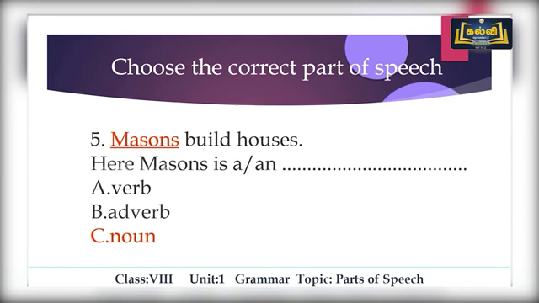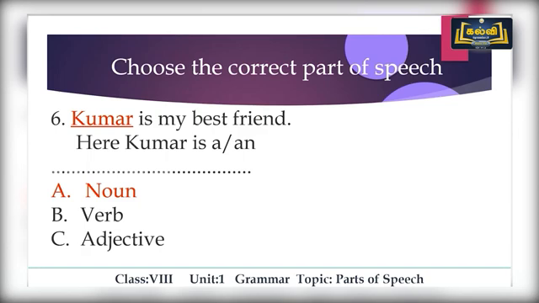Masons build houses. So here masons is a noun. So it's a name of a profession. So you can also think of some other professions. So any profession's name comes under noun. Kumar is my best friend. Here, Kumar is a noun. So Kumar is a name of a person. So it is a noun.